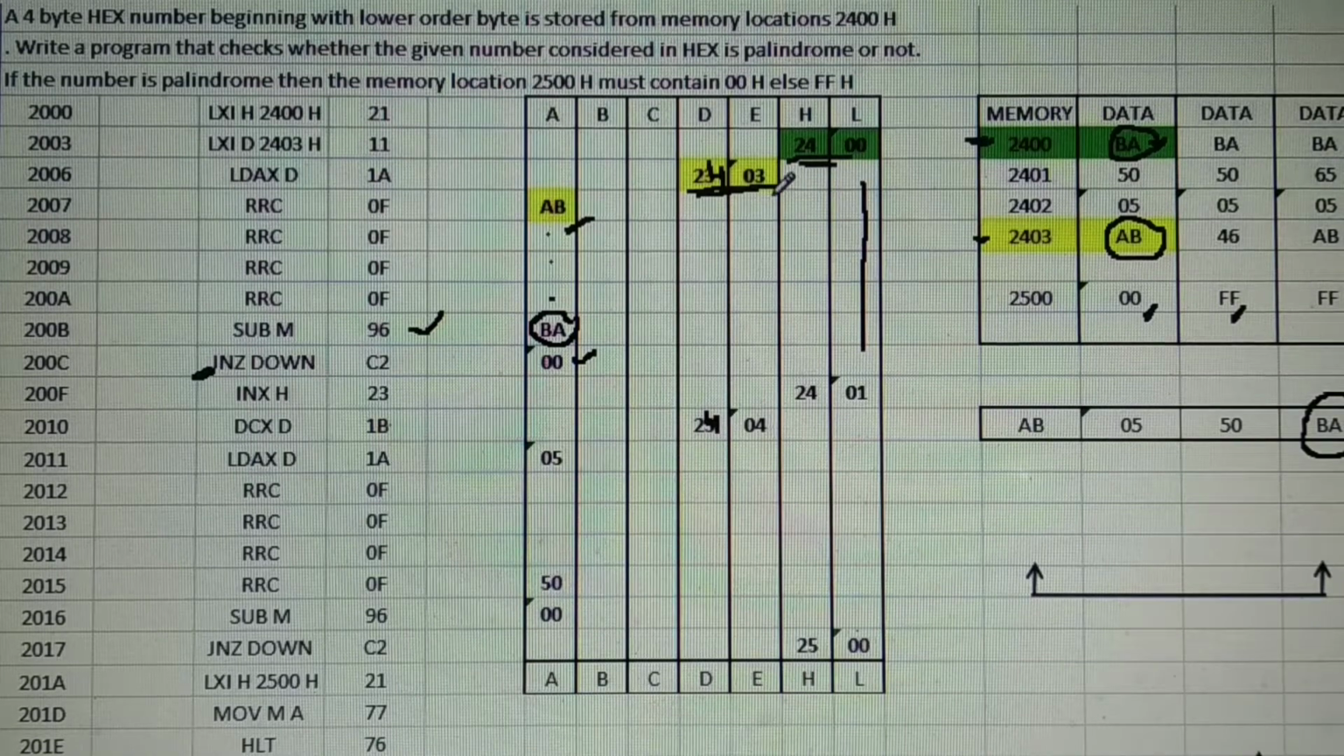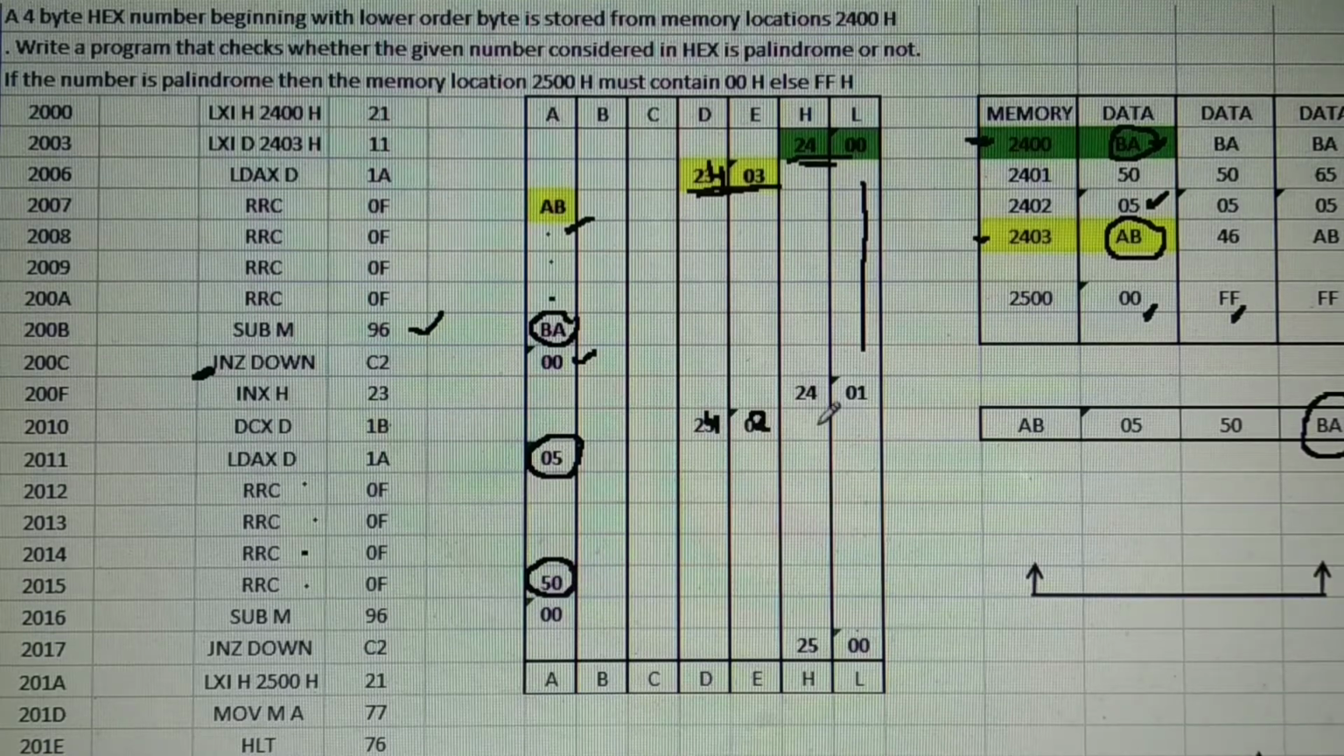DCX D. Here DCX D, it becomes 2402. Next, LDAX D, go to that memory location, take the number and bring it to the accumulator. As already explained to you, 4 times RRC or 4 times RLC exchanges the digit position. It becomes 50.